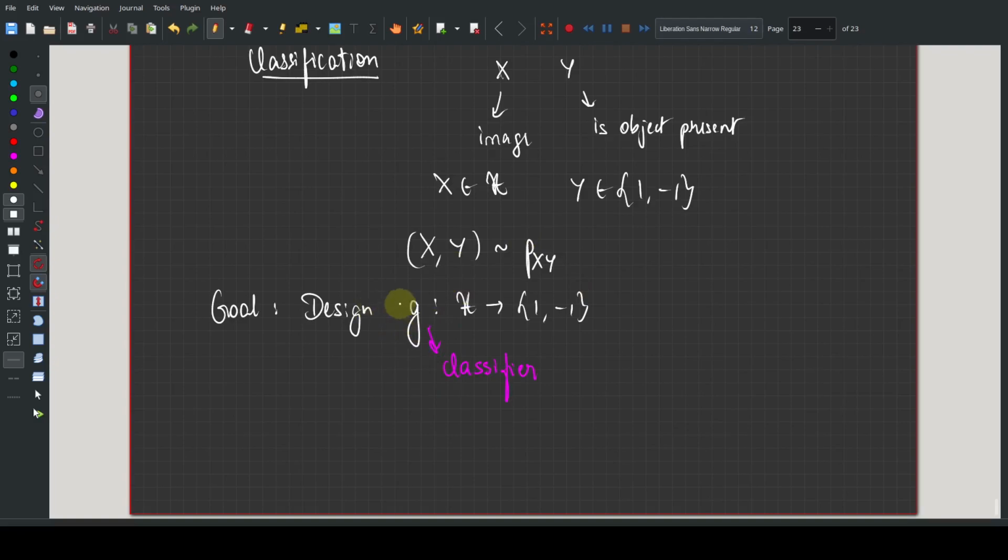Now, how do we find whether a particular classifier is good or bad? We need some kind of a metric to evaluate the performance of a given classifier. One common way of evaluating this is the probability that the classifier gets it right, classifies correctly. So the probability that g of x is not equal to y. We call this the risk for a particular classifier G.